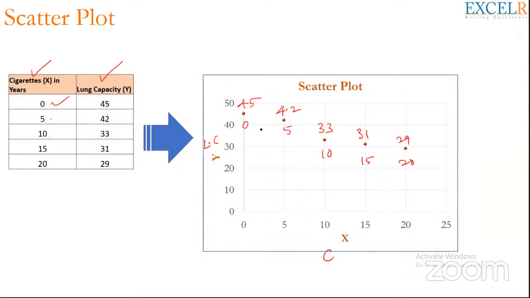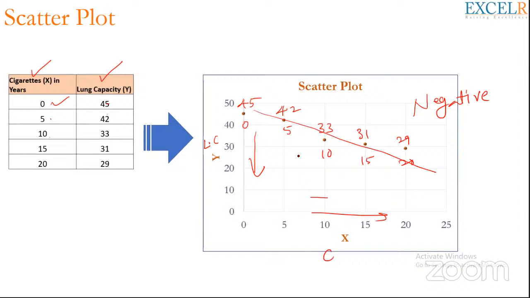If you see the number of years increases, what is happening with the lung capacity? Lung capacity is going down. So the slope of the data points is negative. That means as X increases, Y decreases. This kind of association is called negative association, or negative relationship. This also we can identify from the scatter plot. So we are saying that as X increases, Y increases, or as X increases, Y decreases. That association is good for us.